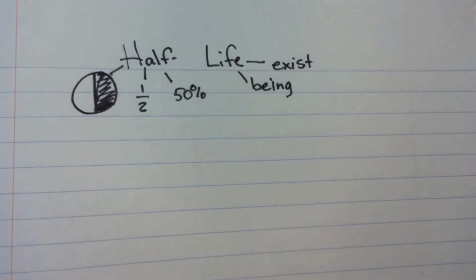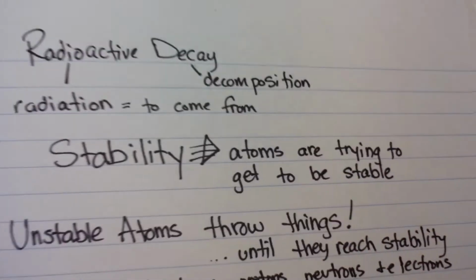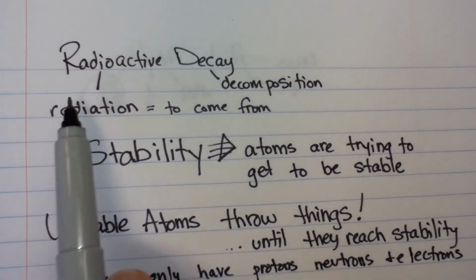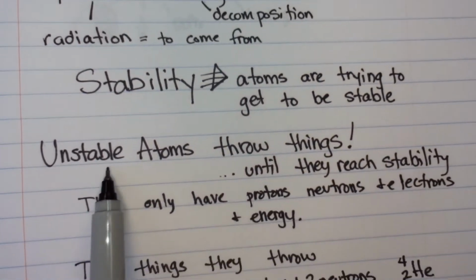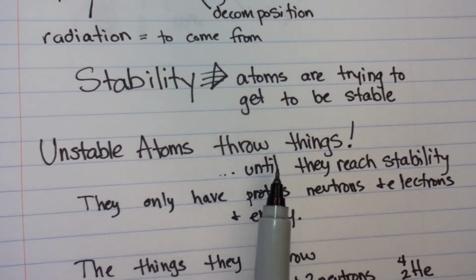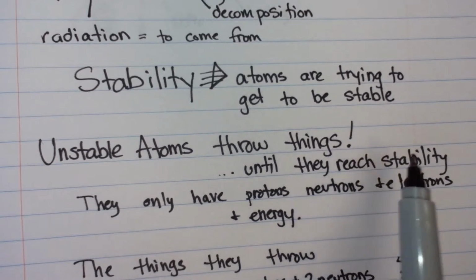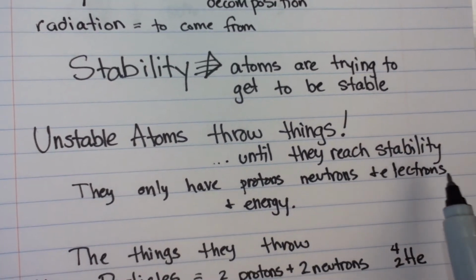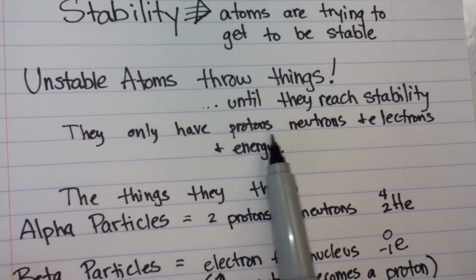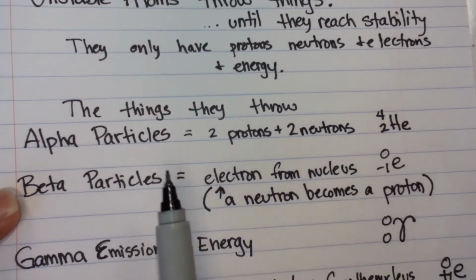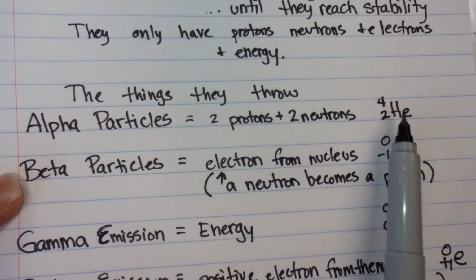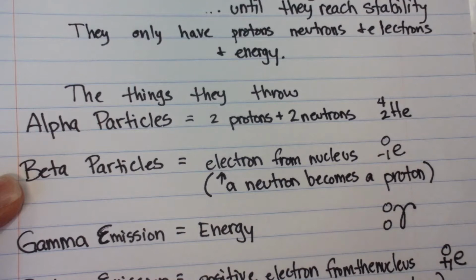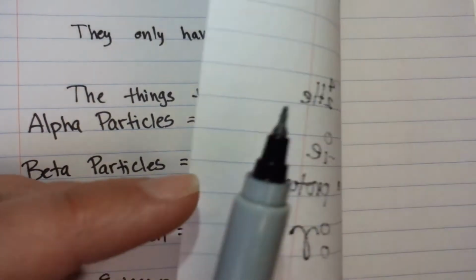Yesterday we talked about radioactivity, and we'll flip back to that page where we said that radioactive decay is decomposition. So the unstable atom likes to throw things until they reach stability. All that they have are the protons, neutrons, electrons. So when they throw things, they change. They become something else. So keeping that in mind, let's go back and think about this half-life business.